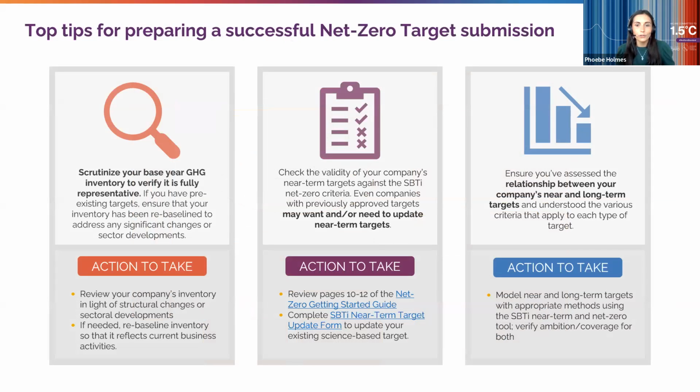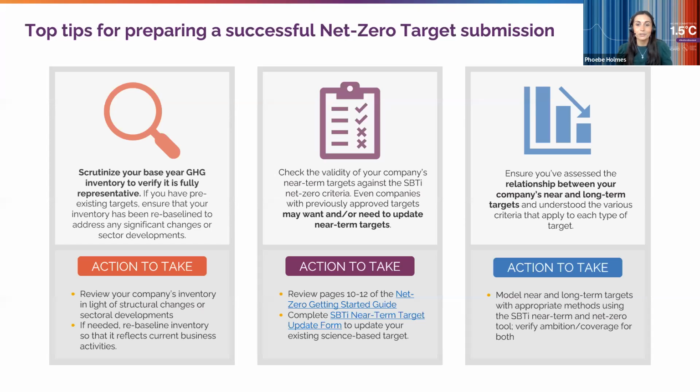So there are a few key things to keep in mind when preparing your company's net zero submission. In particular, for companies that have already had SBTi targets validated, the base year greenhouse gas inventory you submitted several years ago may no longer be accurate due to structural changes, enhanced data quality, sectoral developments, etc. And for companies who need additional guidance on whether they do need to update or resubmit their near-term targets, we highly recommend consulting the Net Zero Getting Started guide. So once you've read through the guide, you'll be able to appropriately assess whether you will need to also provide the near-term target update form.